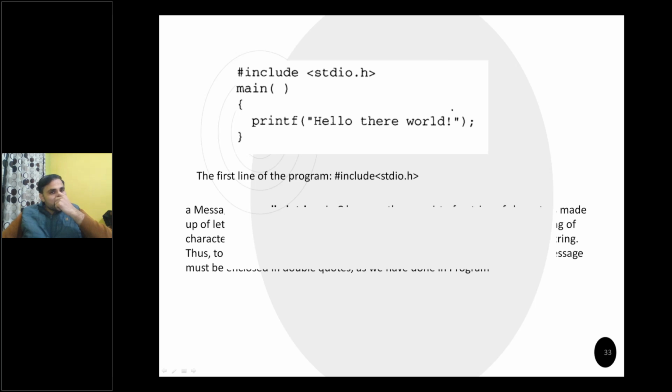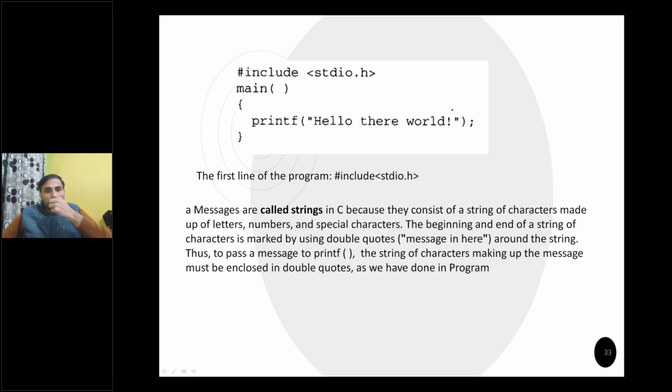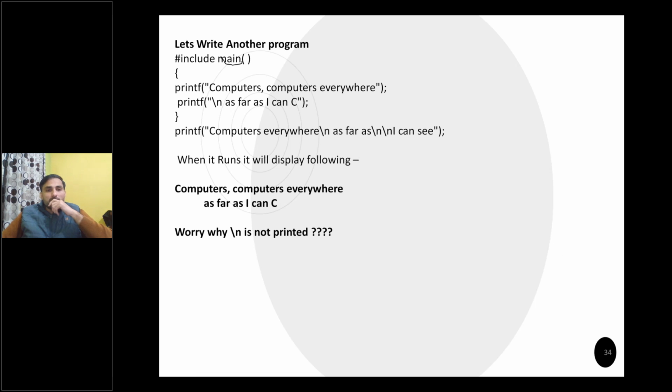Okay, this is what was already told to you. Now this is the first program. Are you getting the output? What will be the output of the first line? Is it clear? The output of the first line is "Computers everywhere." And the second line? "As far as I can see" will be printed in the next line.